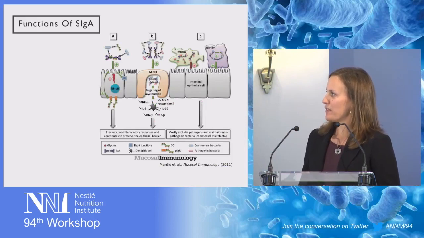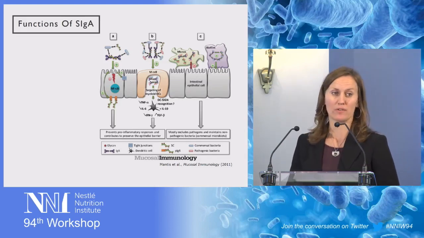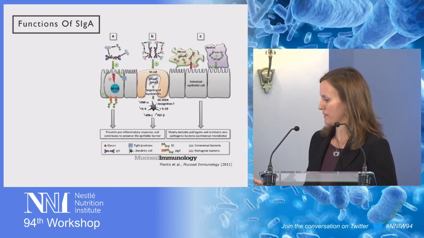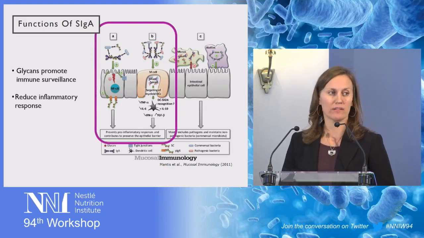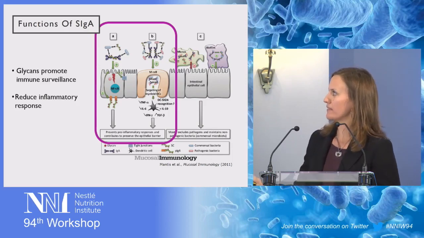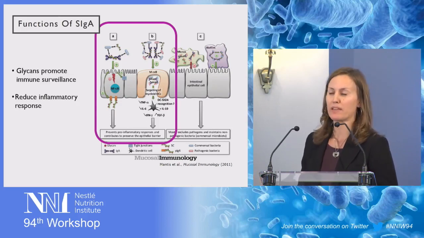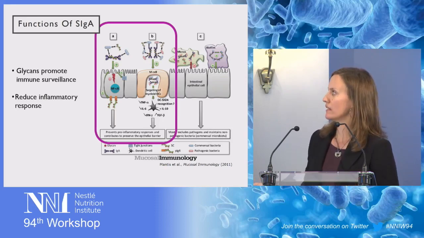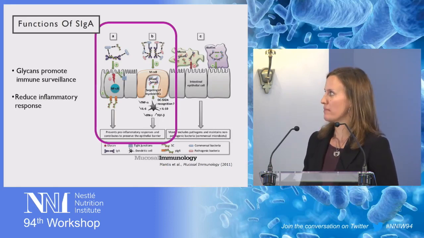So the function, and this is from a review by Nick Mantis's group from 2011 in Mucosal Immunology, there are many, many functions already known of secretory IgA, and I'll just highlight a few from this nice review. We now know that not only are the secretory IgA molecules important in Fab-specific reactions, but these glycans also have a significant relevance in both immune surveillance and directly interacting with epithelial cells to reduce inflammatory response, including a reduction of the NF-kappa B pathway, an increase in the polymeric Ig receptor, which increases the amount of secretory IgA in the lumen, and even an increase in the tight junction binding proteins, so a promotion of barrier protection in these epithelial cells.